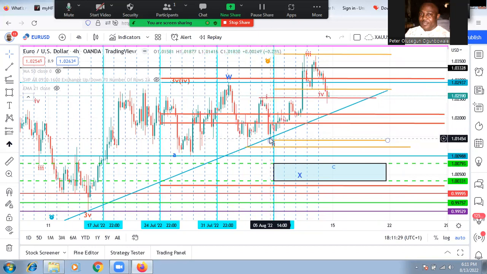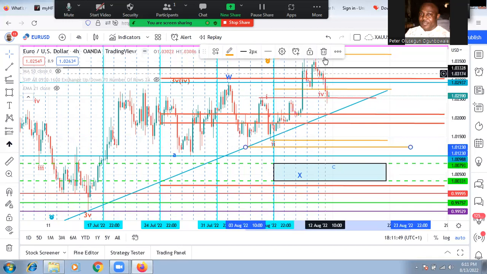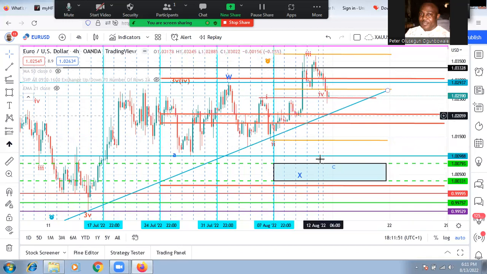Now on the DXY, they push this C to break, to touch this area. See what they have done on the Euro USD. It didn't even touch here. So it's not exactly a 100% replica. So you must be able to know what to do. So let me take this off. That is how structure changes, and you must know how to read it.